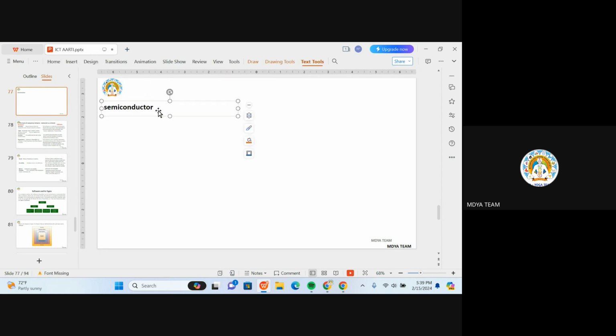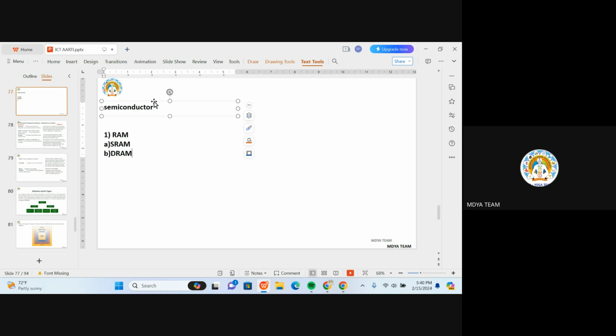I am going to tell you what the semiconductor devices are. One is RAM. Semiconductor means these are made up of semiconductor. There are two types of RAM: SRAM and DRAM.